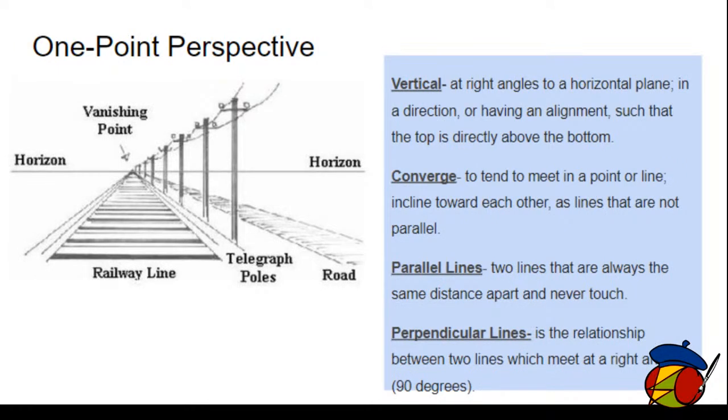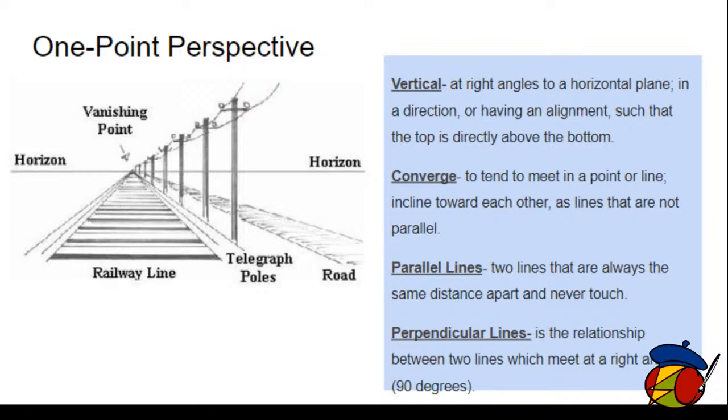Another nice way to present the information. In this case, we have railroad tracks and we have telephone poles. Vertical, at right angles to the horizontal plane. Right angles meaning that here is the horizon line, here is the telephone pole, and there's a right angle formed. It doesn't matter how far in the distance. Now, objects get smaller as they recede into the distance, as evidenced by the vanishing point here.